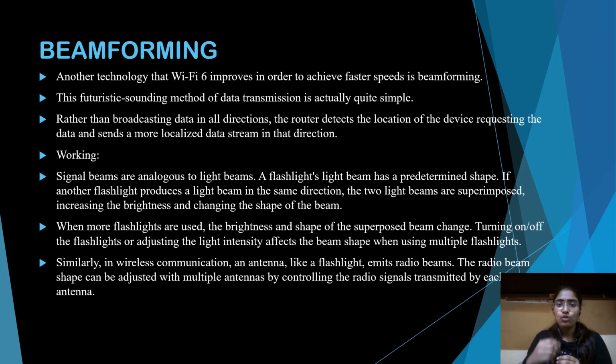Single beams are analogous to light beams. A flashlight's beam has a predetermined shape. If another flashlight produces a light beam in the same direction, the two light beams are superimposed, increasing the brightness and changing the shape of the beam. When more flashlights are used, the brightness and shape of the superposed beam change. Turning the flashlights on or off or adjusting the light intensity affects the beam shape. Similarly, in wireless communication, an antenna, like a flashlight, emits radio beams. The radio beam shape can be adjusted with multiple antennas by controlling the radio signals transmitted by each antenna.